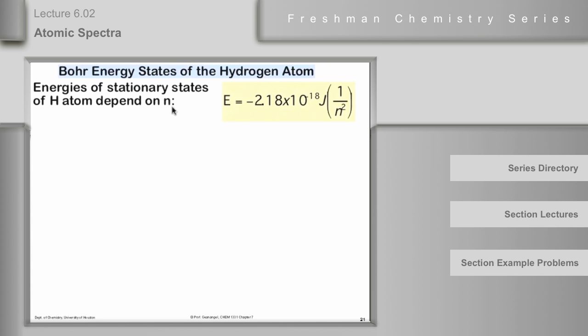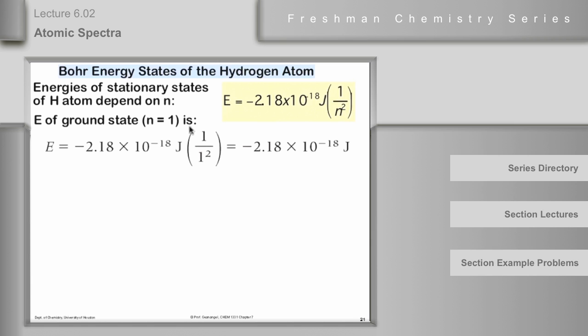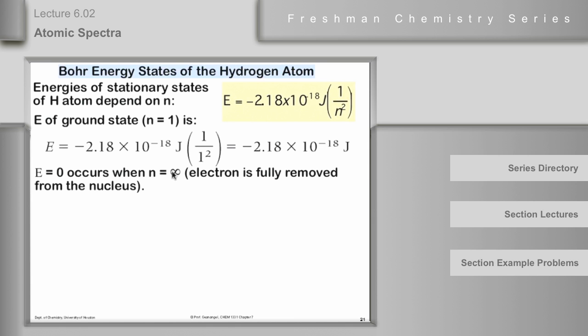Bohr said that in his model, which he derived, he just didn't pick this out of the air, any one of the stationary states, the orbits, had an energy equal to negative 2.18 times 10 to the minus 18 joules times the quantity 1 over its value of n squared. So if n is equal to 1, the hydrogen atom's in the ground state, then the energy of the hydrogen atom is negative 2.18 times 10 to the minus 18 joules times 1 over 1 squared. So that's negative 2.18 times 10 to the minus 18 joules. That's the ground state of the hydrogen atom.